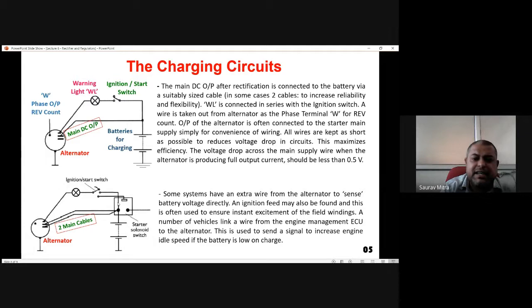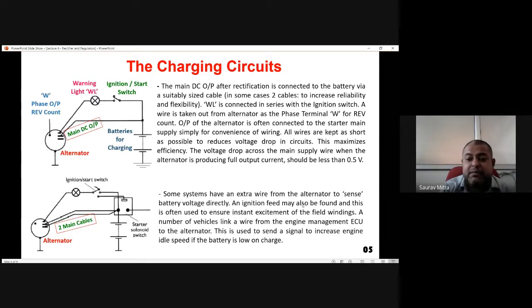Okay, and these are the different connection points. So this is a starter solenoid switch. It is connecting this main supply to the battery, and it is connecting the start ignition when required. And this is the WL or warning light. Some systems have an extra wire for the alternator to sense the battery voltage directly. So one is actually connecting the supply to here. Another wire can be used to sense the SOC of the battery. So this wire can be used for that.